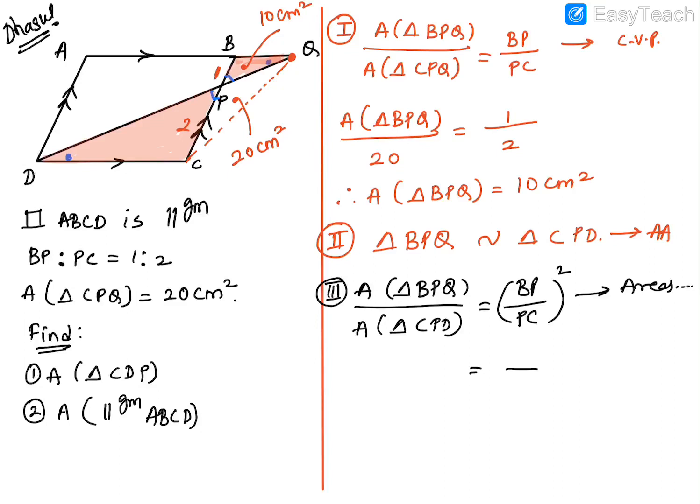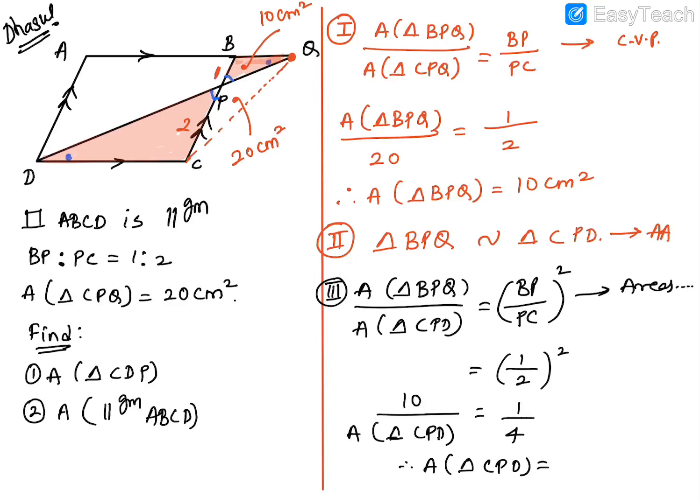What is BP upon PC? We have, check here, what is BP upon PC? 1:2. So 1 upon 2 squared, which will become what? 1 upon 4. What is area of triangle BPQ? 10. So area of triangle CPD is 40 centimeter squared. Okay, so we have found the first part of our problem, that is area of triangle CDP, which is equal to 40 cm squared. Now we will need to also find area of parallelogram ABCD.